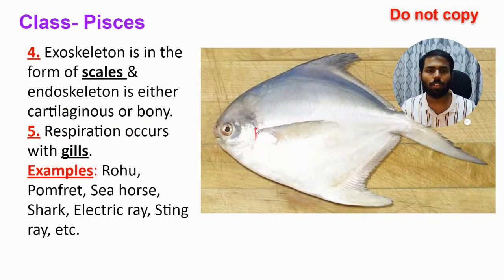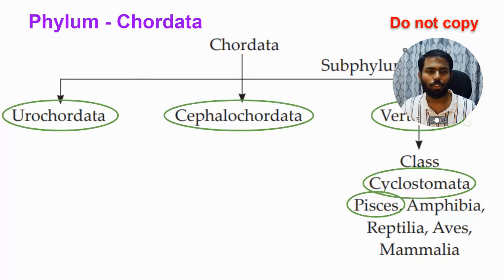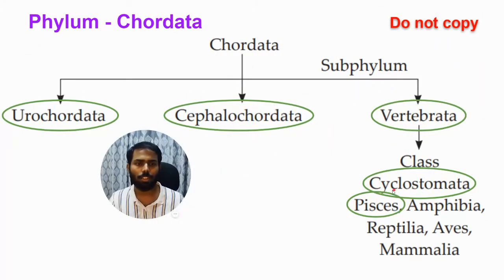You can see here small gills over here. And these are the examples: rohu, pomfret, seahorse, shark, electric ray, stingray. All your tasty fish will be part of class Pisces. Okay. Cool. So we are also done with the class Pisces within Vertebrata subphylum.